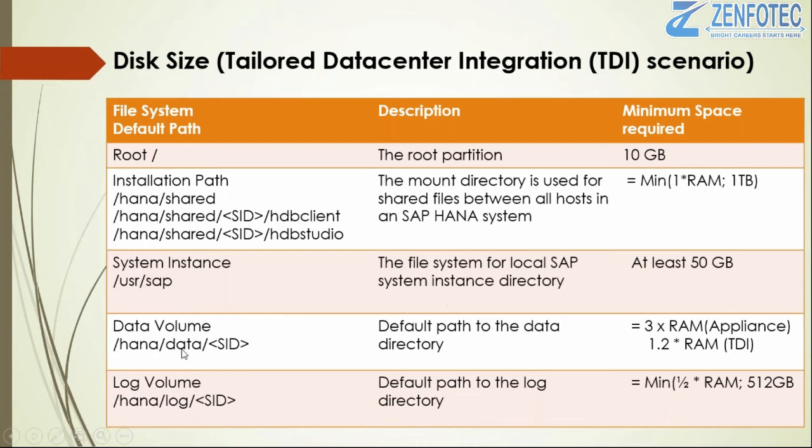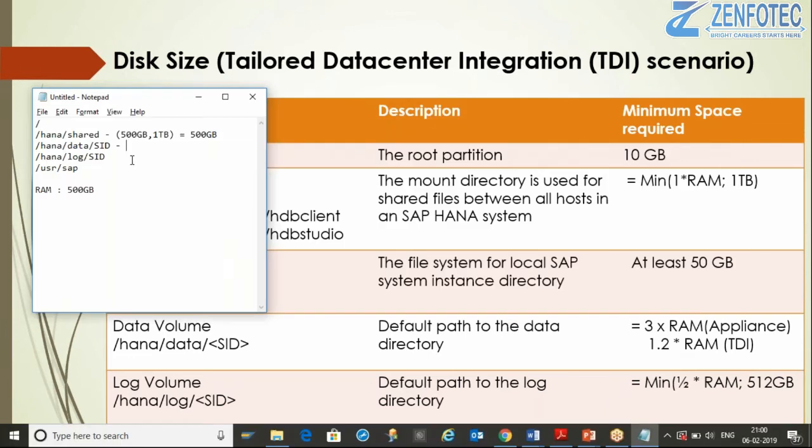For HANA data, if it is an appliance, then it comes by default 3 x RAM. So if in the interview or in the certification exams you get any question about the disk data volume requirement for the appliance, you will have multiple options. Here you have to select 3 x RAM for the appliance. If the question is related to TDI, then the formula is 1.2 x RAM. If you multiply 500 by 1.2, whatever comes will be the size of your data volumes.